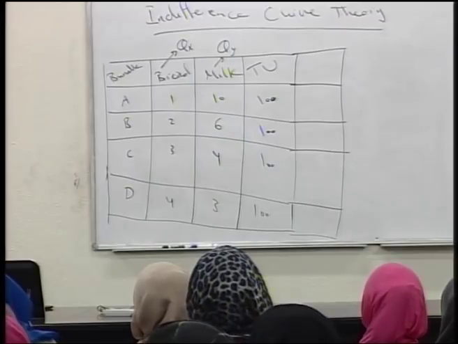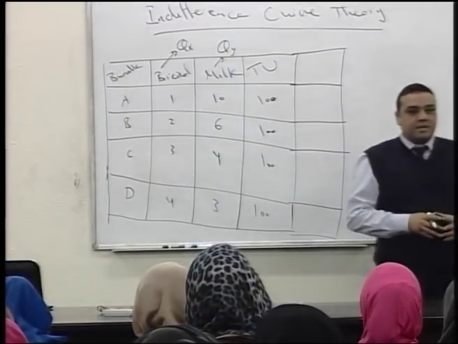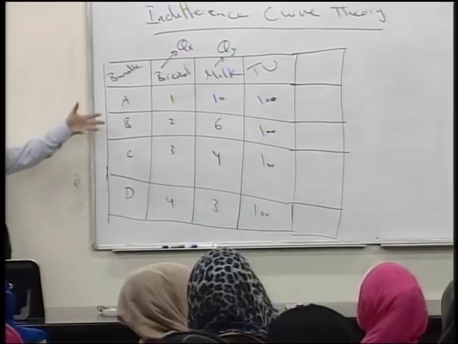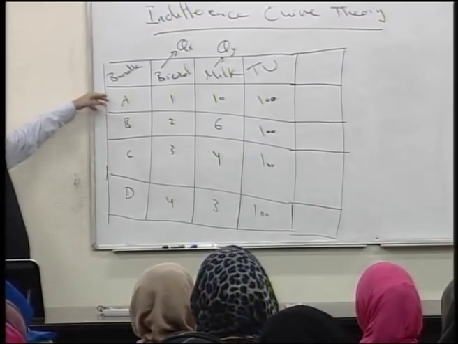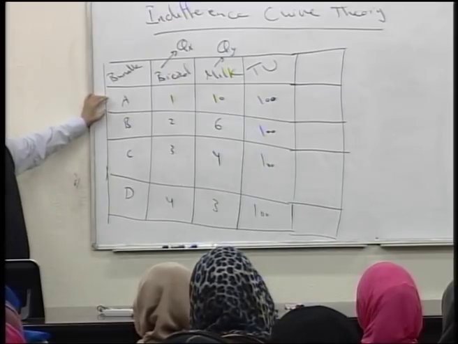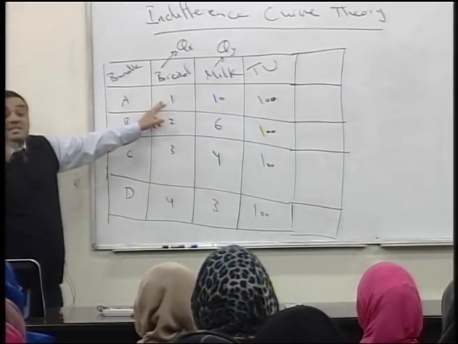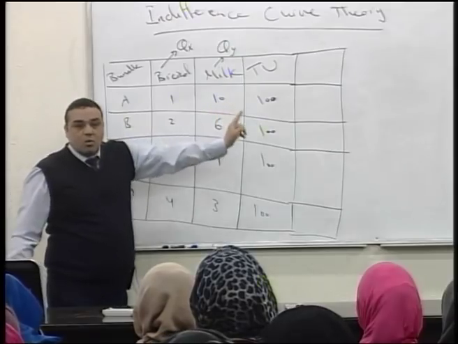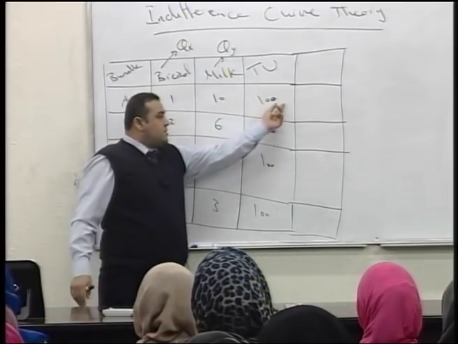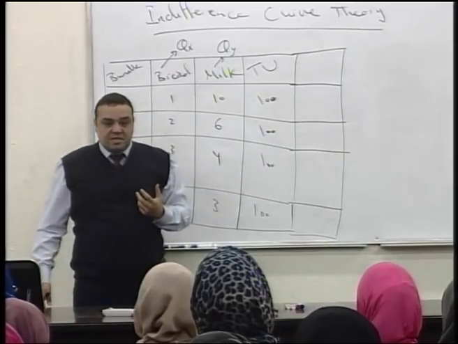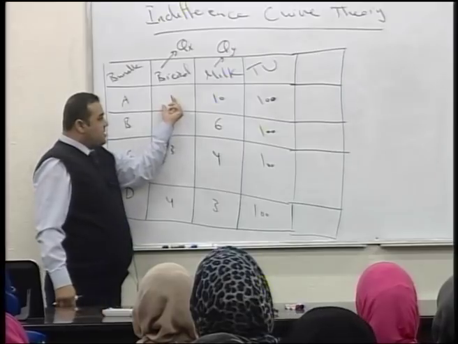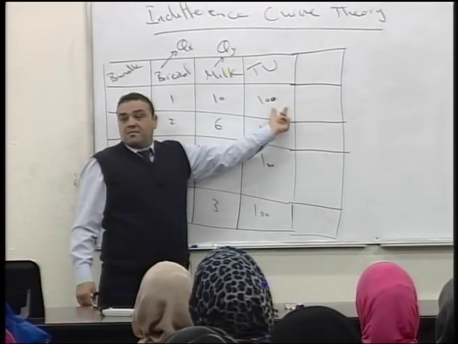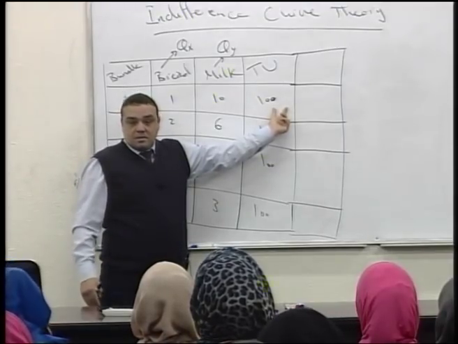In this example, we are talking about a consumer. This consumer has different options, different choices. If he consumes at group A one piece of bread plus 10 cups of milk, he will gain 100 utils. The total utility obtained here when he consumes one piece of bread and 10 mugs of milk will give him 100 utils as a benefit. Right?